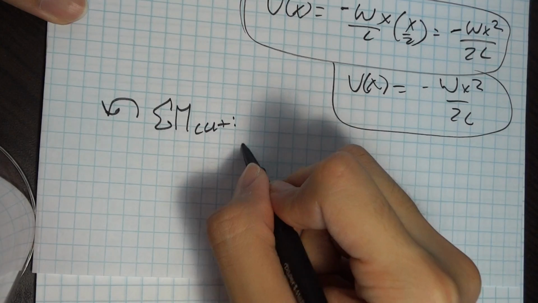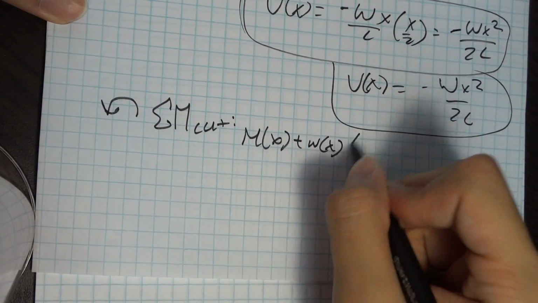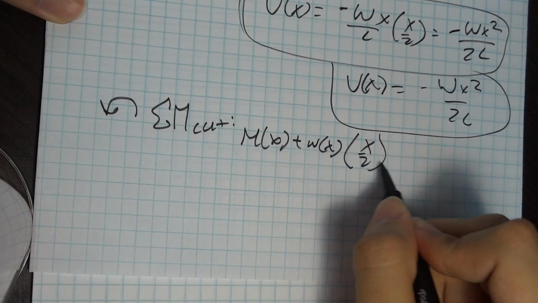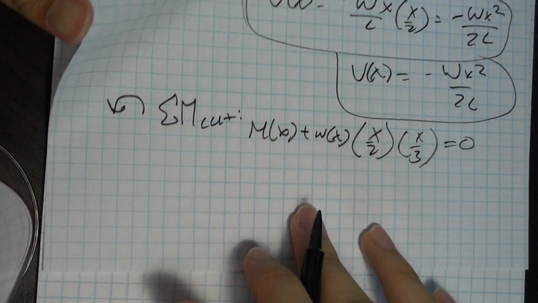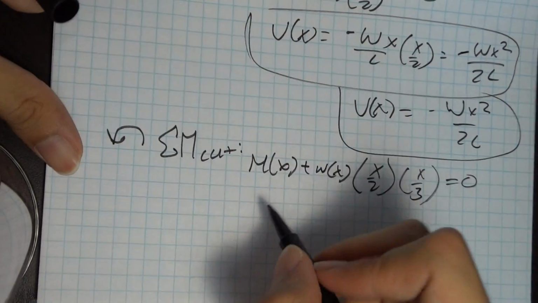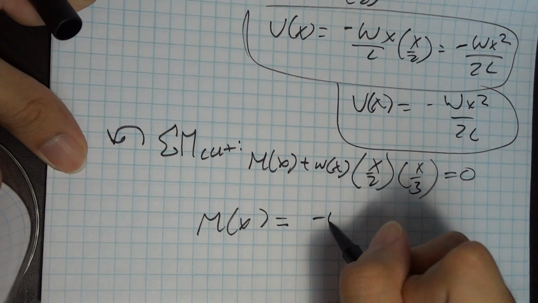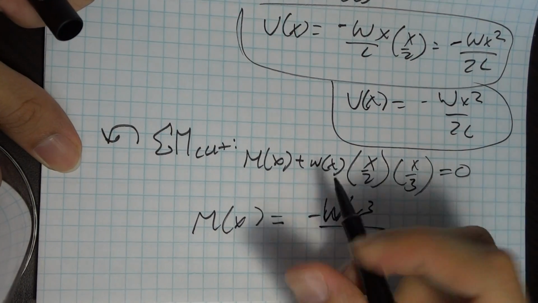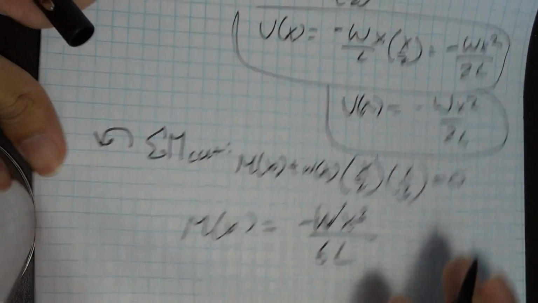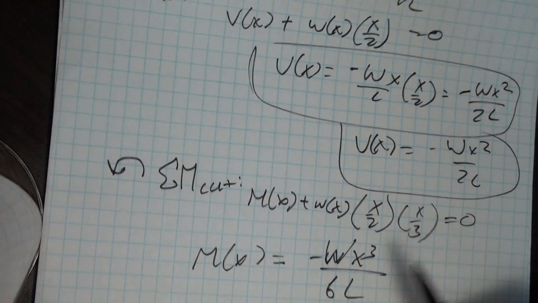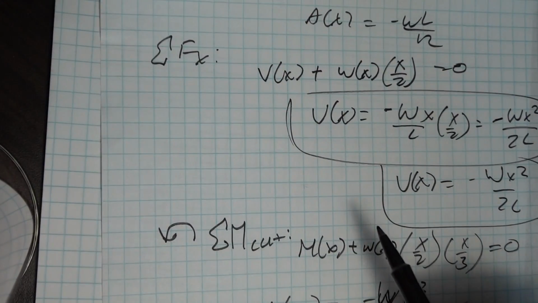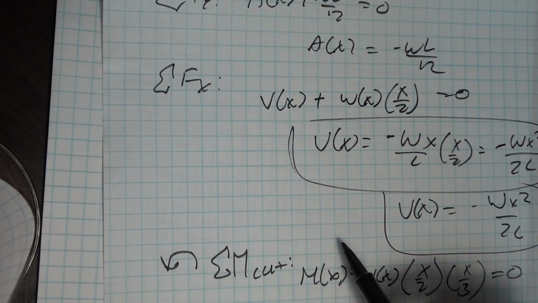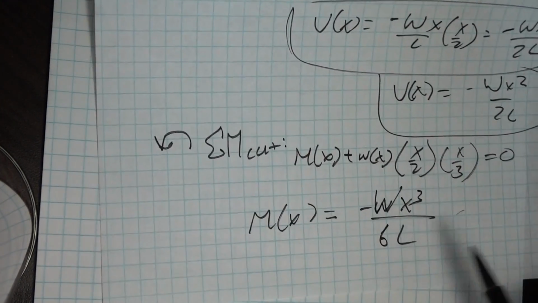M cut: M of x plus W of x times x on 3. Again, this is the total load due to the distributed load, and this is the distance that the force acts from the distributed load. And again, we have M of x equals negative Wx cubed on 6L. Note that my W of x is a function of x, my V of x is a function of x squared, and my moment is a function of x cubed. You should see a similar progression of your powers. The highest power should always be 1 greater than the power from the previous level.